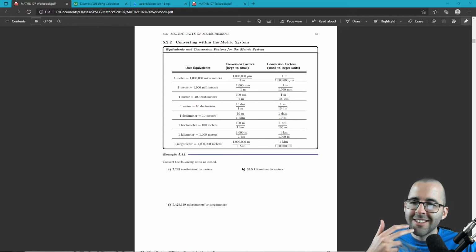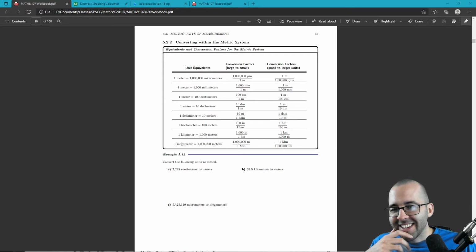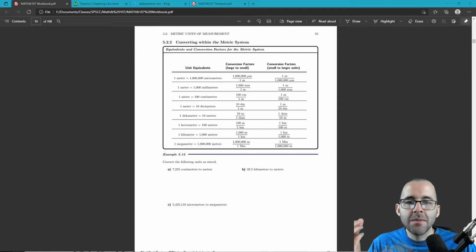That's bizarre. Why do we say kilometer? It's like the odd one out, right? Anyway, it is what it is. I don't make the rules. And then a megameter.